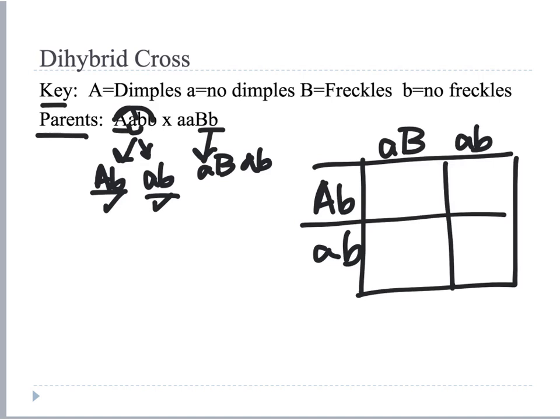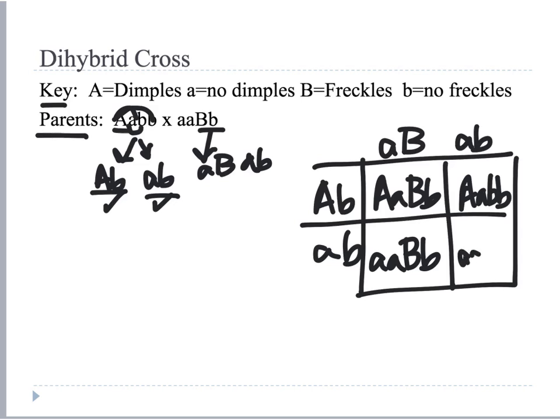Now the next part of this is simply lining this up the way that I would with any other Punnett square. So this is big A, little b, big B, little b, little a, big B, little b, big A, little b, little b, and little a, little a, little b, little b.